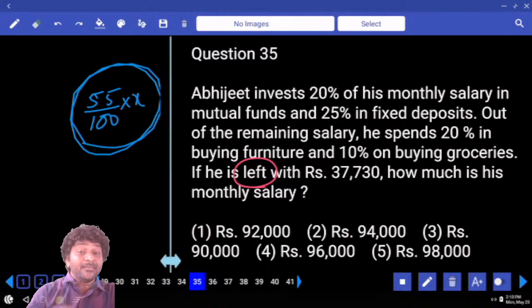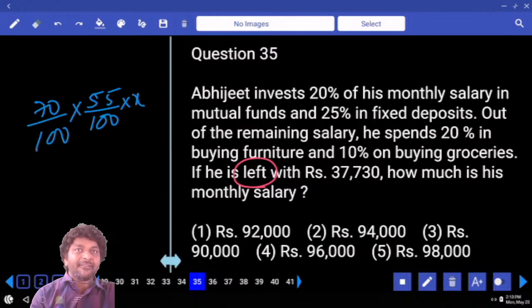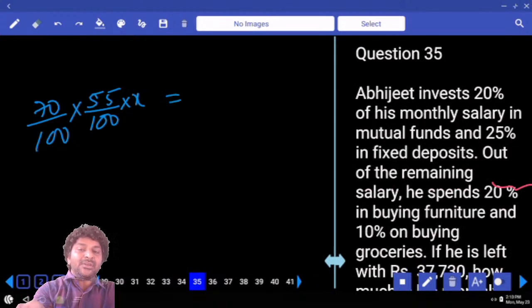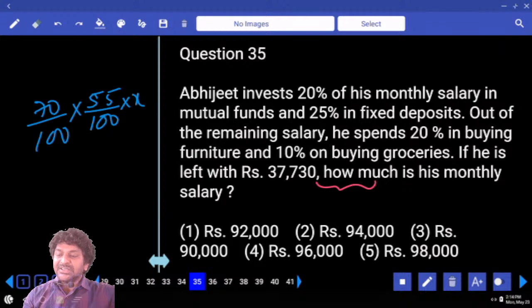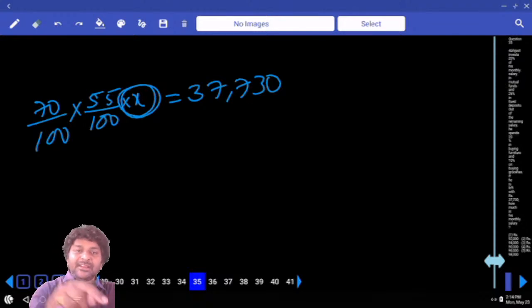What is remaining? 70%. 70% of this number is left, which is 37,730. So this value is equal to 37,730. And now what is your question? How much is his monthly salary? That means we need to calculate X value, or 100% of X, or 1 into X, correct?